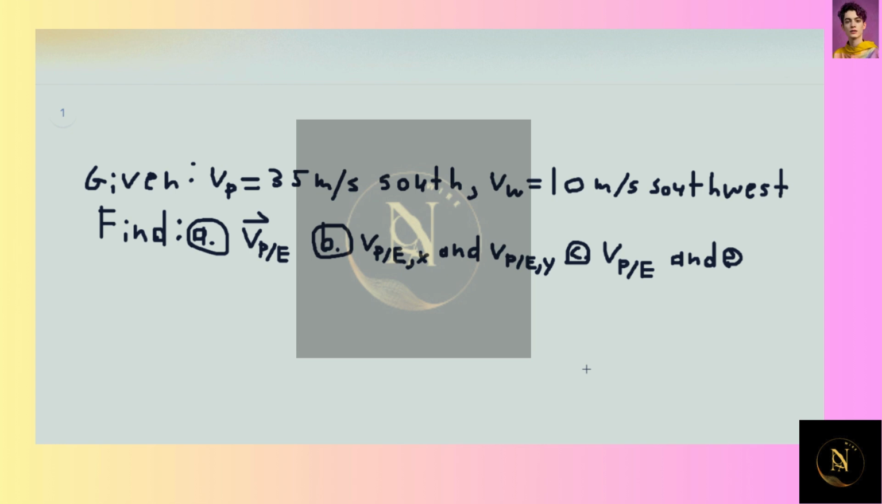Okay, so basically we have to draw the vector of the plane and then the vector of the wind, and then we'll draw the vector of the plane relative to the Earth in reference to these other two vectors here. Okay, so let's do that then.